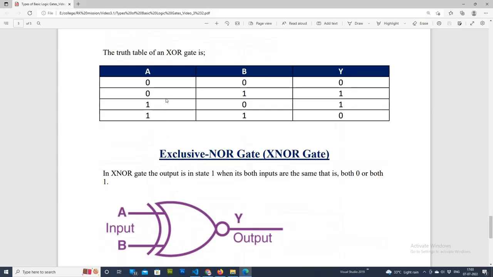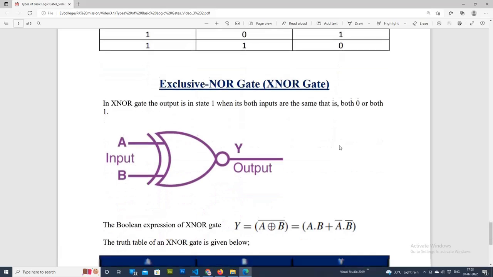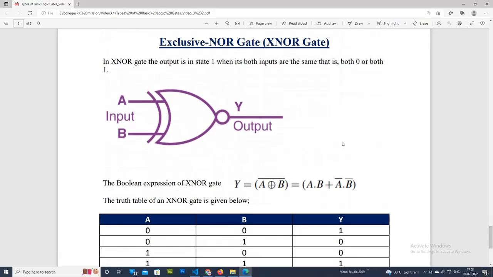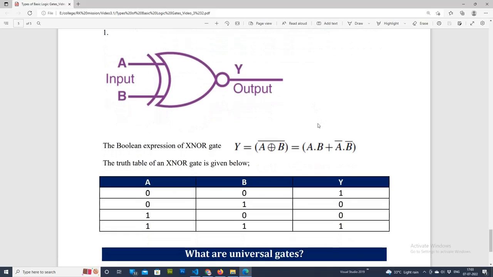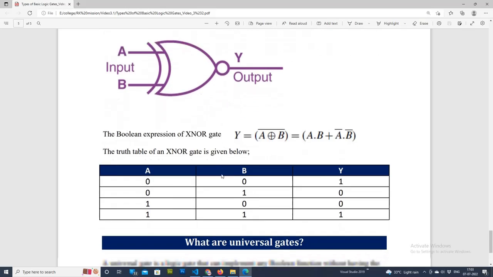Okay, the truth table of the XOR gate. The inputs are a 0 0 1 1 and b 0 1 0 1. So the output should be 0 1 1 0. Now let's move on to the exclusive NOR gate. In the XNOR gate, the output is in the state 1 when both inputs are the same, that is both 0 and both 1.